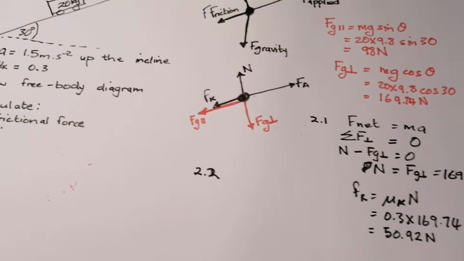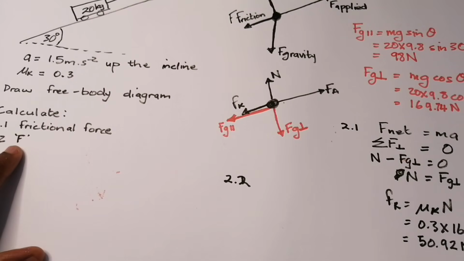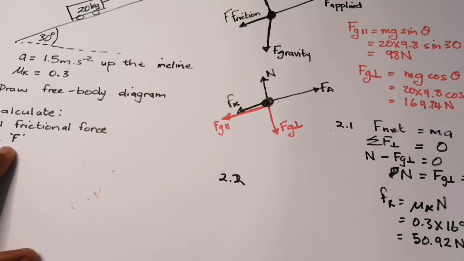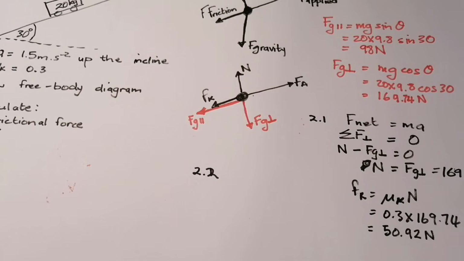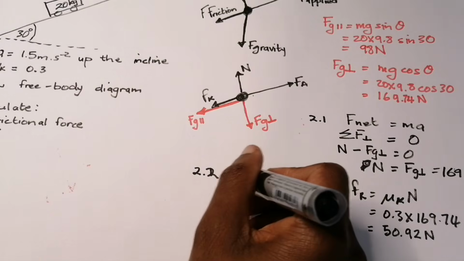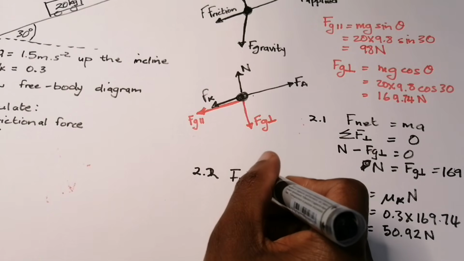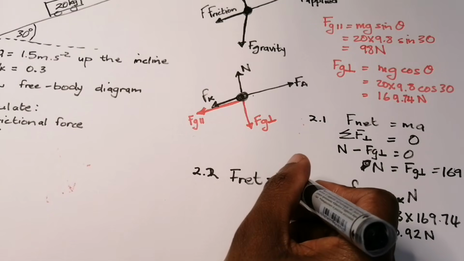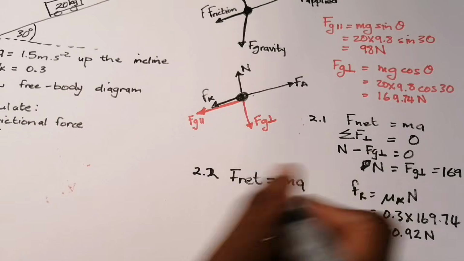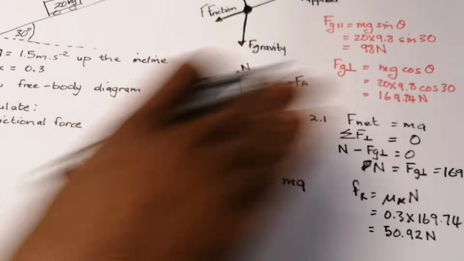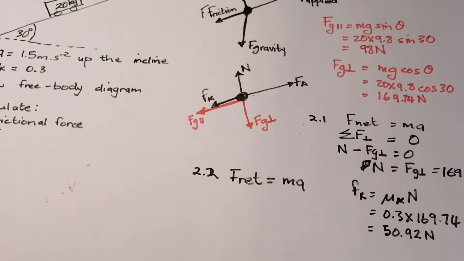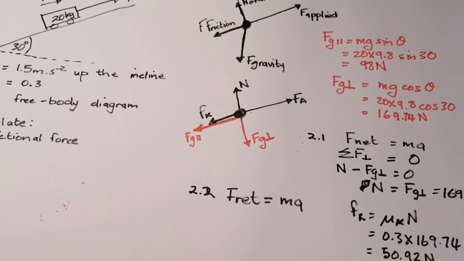They asked us to calculate the value of force F. So we want to get that force F value. Let's apply Newton's second law, F net is equal to ma. But which forces are we taking? Remember, we said this thing is acting parallel to the incline. It's moving up the incline.